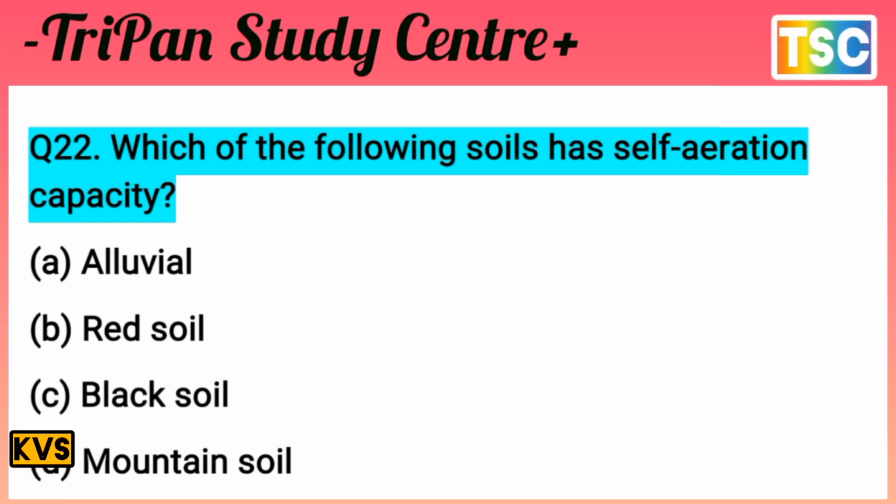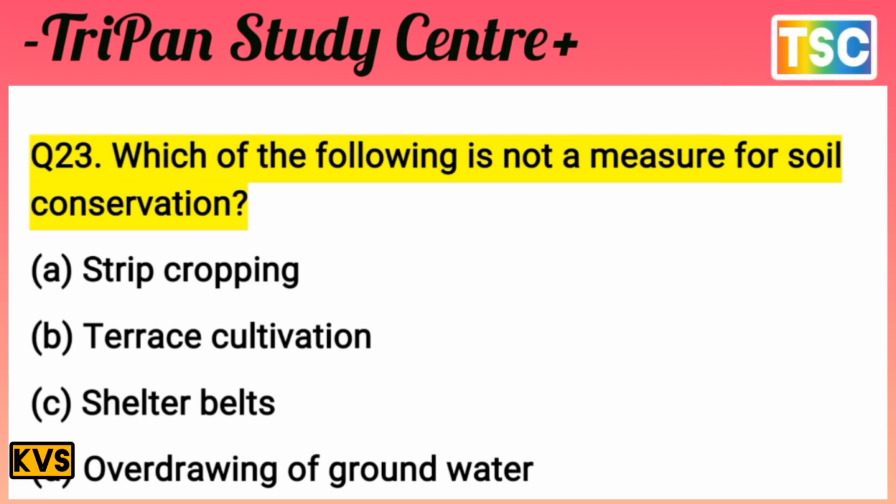You must have a thought of your answer. Let's see what our answer is for this question. The question is very clear-cut. Which soil has a self-aeration capacity? It is not alluvial, not red soil, and not mountain soil. The answer is black soil. C option is correct here. C, black soil. Check your answer. Next question on your screen.